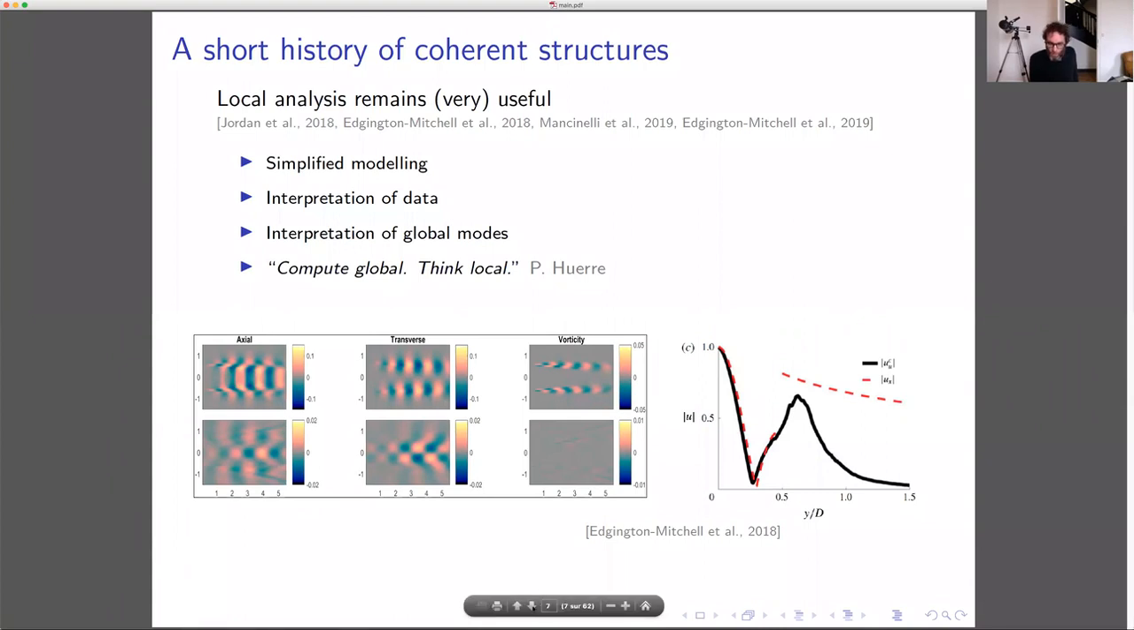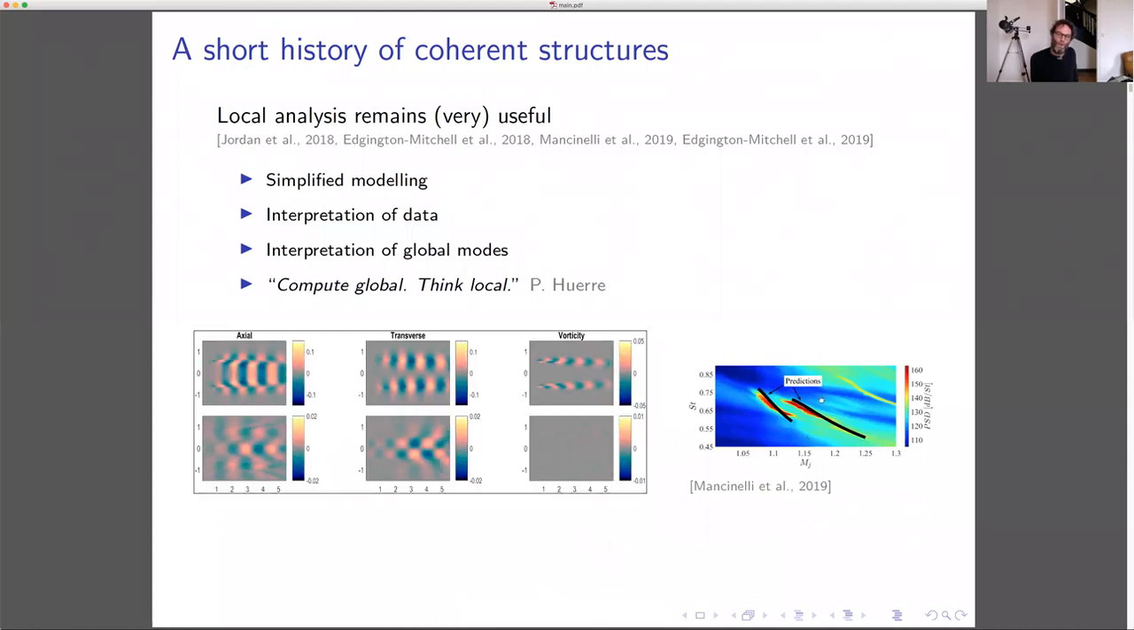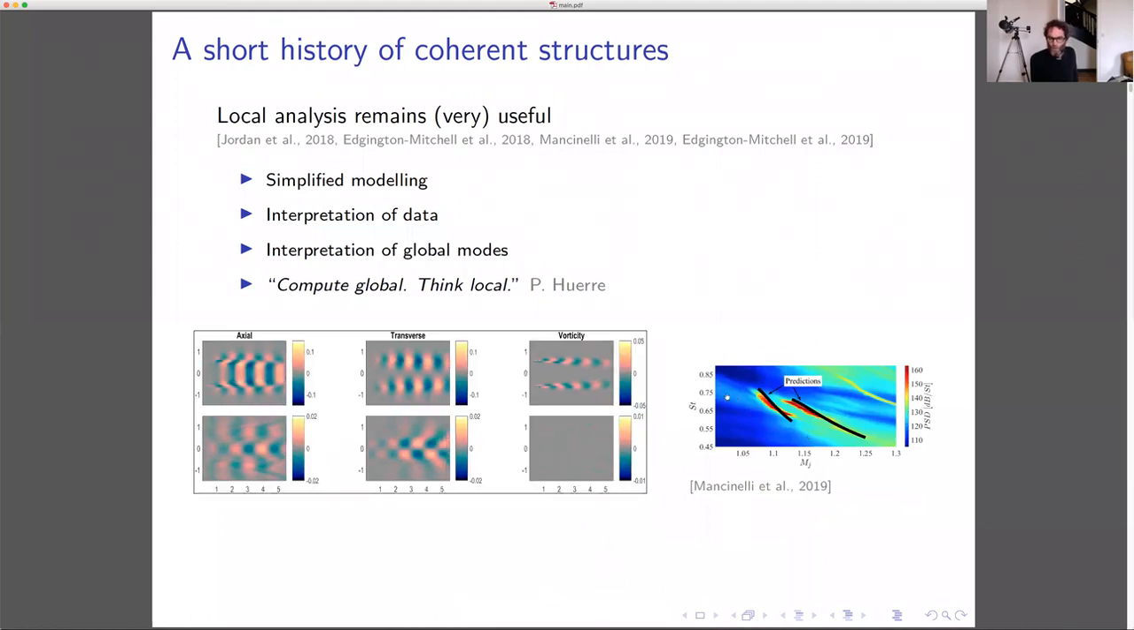And so this vortex sheet model is also the basis for a very simple model that allows you to predict the evolution of the frequency of these global modes as a function of operating conditions. So the colors on this plot show peaks in the power spectral density as a function of Mach number, and the black lines are predictions constructed from a vortex sheet model.